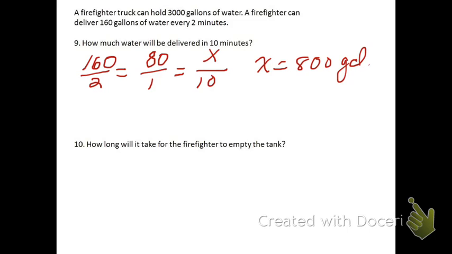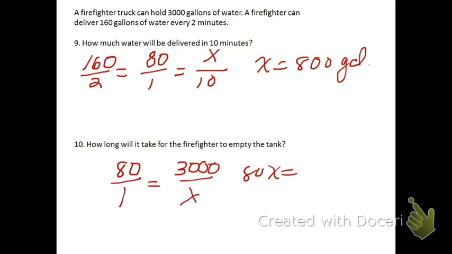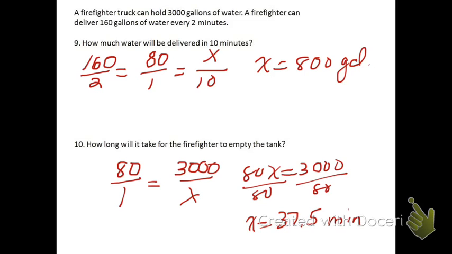Number 10, how long will it take for the firefighter to empty the tank? Well, again, we're emptying the tank at a ratio of 80 gallons for every minute. We want to get rid of 3,000 gallons. So cross multiplying, we get 80x is equal to 3,000. Divide both sides by 80. And so we get that x is about 37.5. And so that would be minutes.